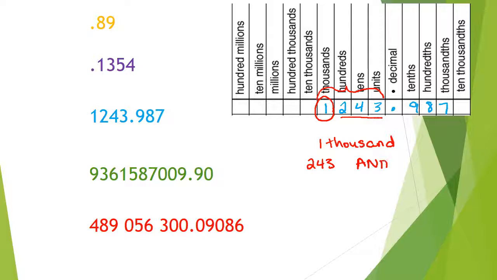And then we get to say "and" for the decimal, 987 thousandths, because that's this guy's home. He's the last guy in the row. He gets to name the decimal family. So 1,243, and we're going to make a fraction, 987 thousandths. Okay, 3 decimal places, 3 zeros.